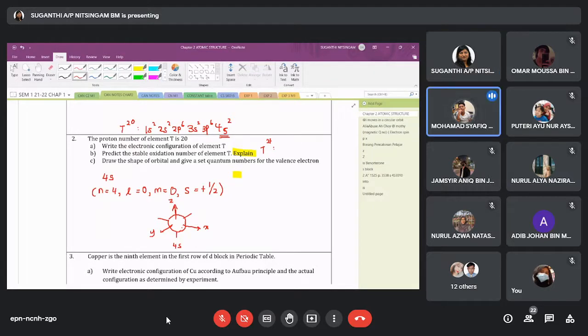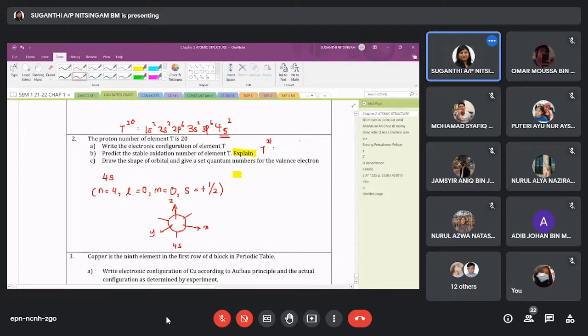Madam, yang apa? Kalau dia kata predict the stable oxidation number tu, so means kita kena tulis elemen sekali dengan 2 plus ke, just tulis 2 plus? Kerana dia kata predict the stable oxidation number. Kalau ini adalah configuration, tapi soalan ni dia kata predict the stable oxidation number. Kalau oxidation number kita akan tulis +2.